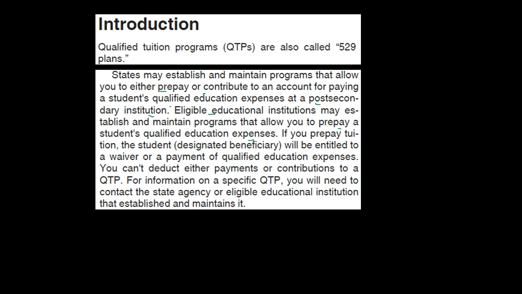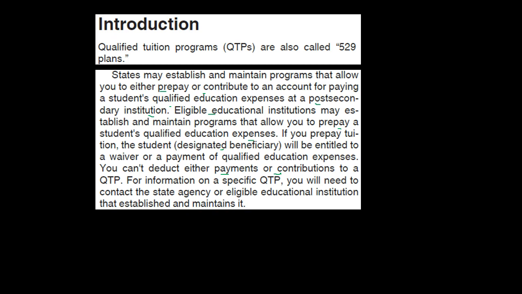If you prepay tuition, the student designated beneficiary, so of course this prepayment is for a student, who would be the designated beneficiary, will be entitled to a waiver or a payment of qualified education expenses. You don't deduct either payments or contributions. So notice the goal here isn't to have a deduction on the front end. In other words, when we put the money into the QTP, we're not doing so in order to get the deduction on the front end. That's not what we're going to get.